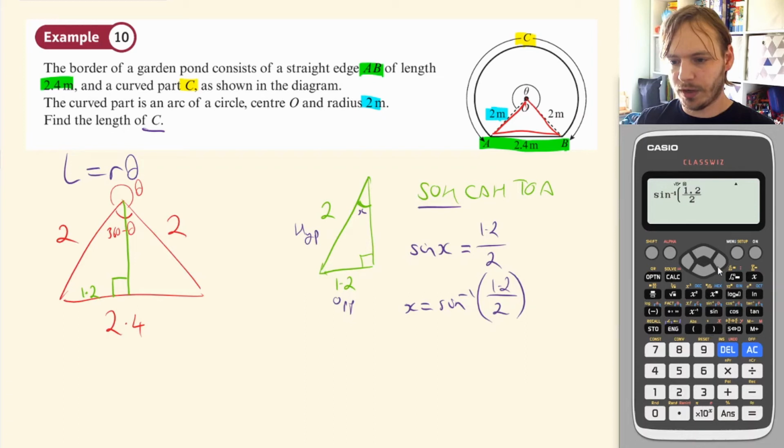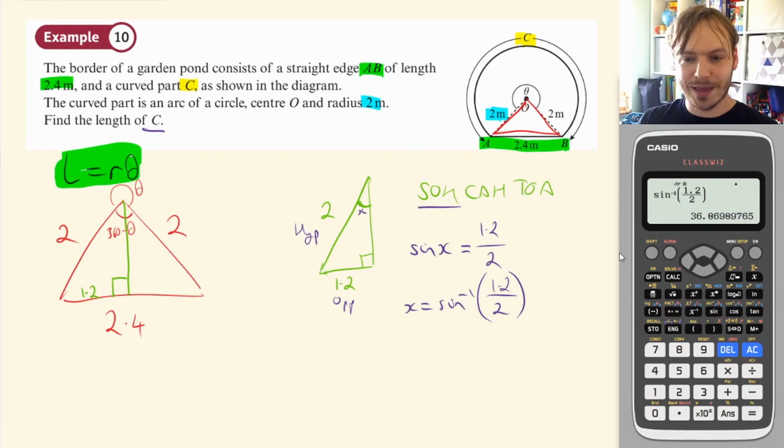Inverse sine of 1.2 divided by 2, close brackets, and at this point we need to pause and think about whether this answer makes sense, because this rule here, L equals r theta, this only works if we're in radians, and there is no way that that angle is 36 radians. 36 radians is way more than a full turn of a circle, because a full circle is just a little bit over 6 radians. So we must be in degrees on the calculator. And if we're in degrees, that's not going to help, because we would then need to use the more complicated degree formula to solve this problem.